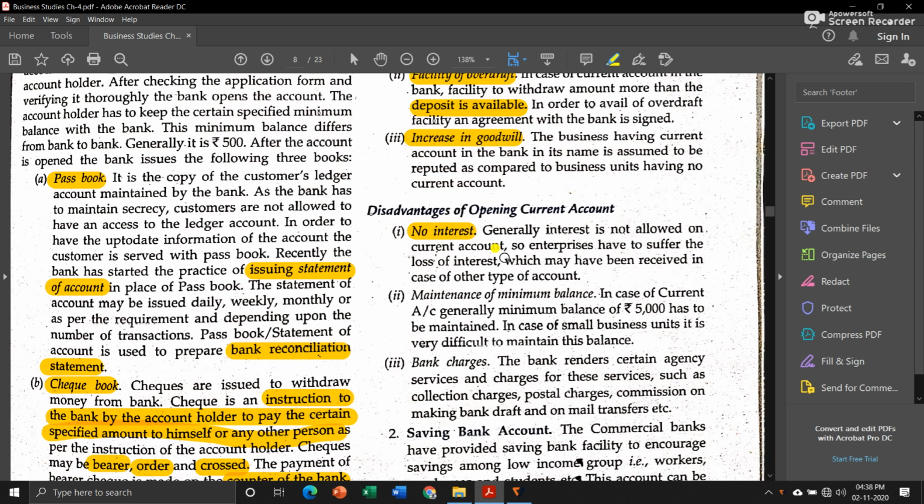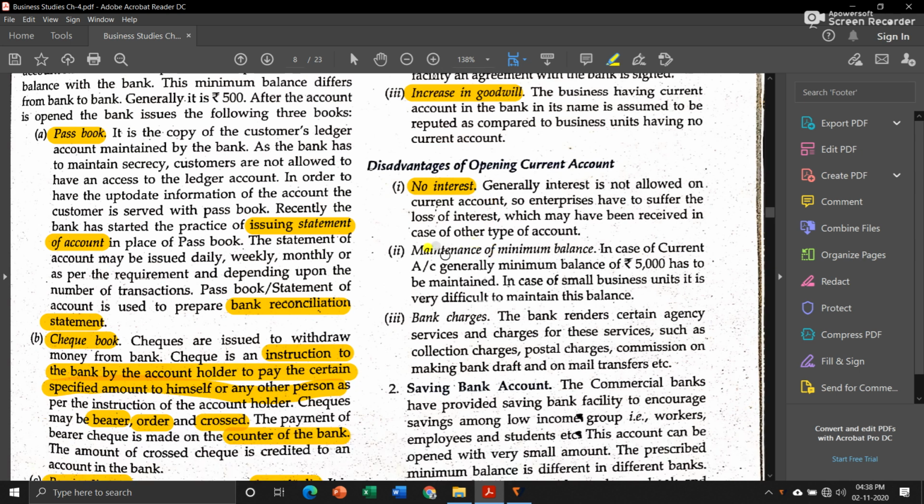But if you invest that 5,000 in other types of account, then surely you will get some amount of interest. So getting no interest is one of the major disadvantages of a current account. Then maintenance of minimum balance: in case of a current account, generally a minimum balance of 5,000 has to be maintained. Now this 5,000 is not compulsory, means it depends upon the bank how much they have fixed as the minimum balance.